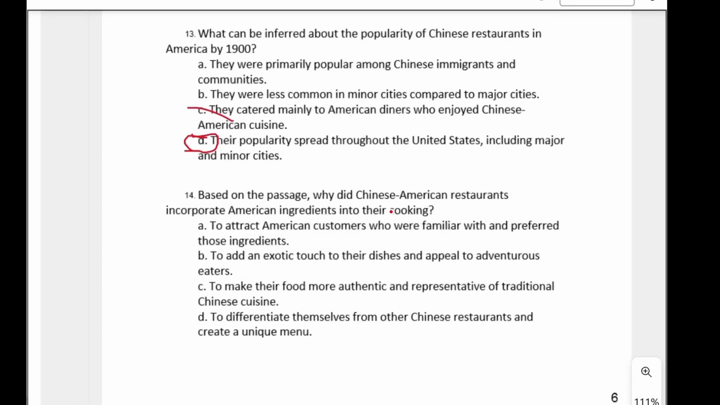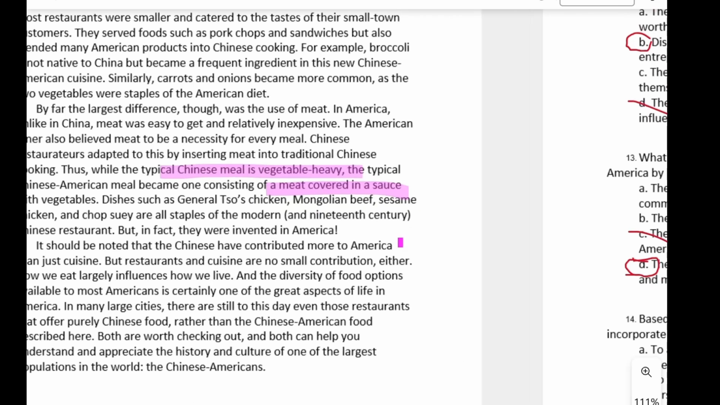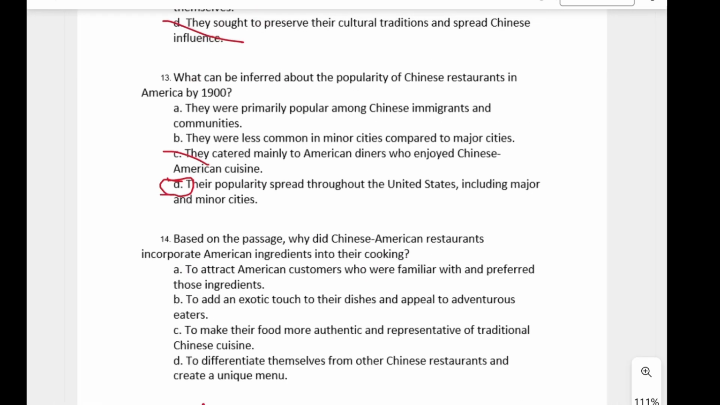Question number 14. Why do Chinese American restaurants incorporate American ingredients into their cooking? To attract American customers who are familiar with and prefer those ingredients, to add an exotic touch, to make their food more authentic, or to differentiate themselves from other Chinese restaurants. Now, C, we can completely cross out. Let's go back to the text, and get the highlighter. Typical Chinese meals are vegetable heavy. However, the typical Chinese American meal consists of meat covered in a sauce, because meat, as it says here, is more readily available. So it's not representative of authentic Chinese cuisine. They are trying to appease the Americans. That gives us a clue as to what the answer should be. We can cross out C and we're leaning towards A.